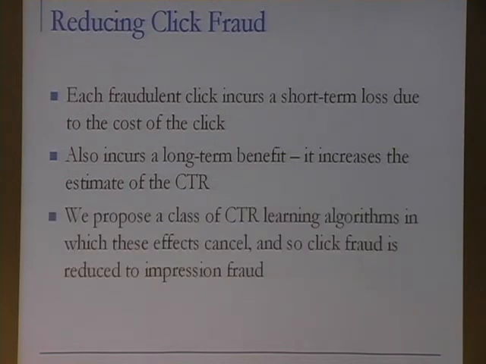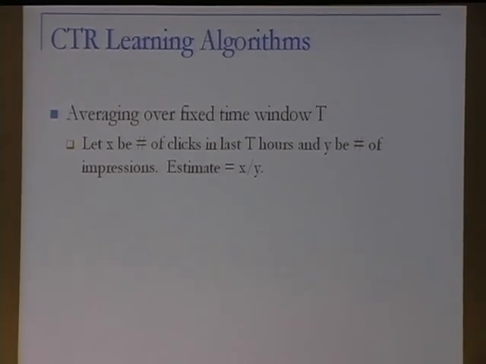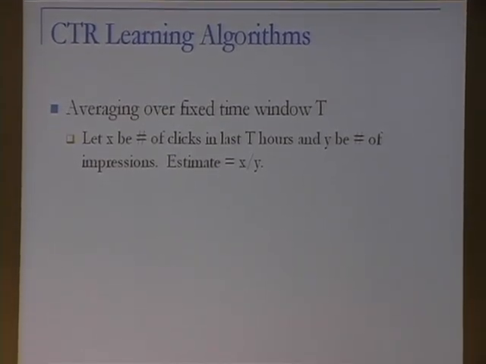So what we do is we propose a class of CTR learning algorithms in which these effects cancel, and thereby click fraud is reduced to impression fraud. You can't cost an advertiser more than you could cost him by creating false impressions in an impression-based system. In order to explain this work in more detail, let me first define what I mean by a CTR learning algorithm. There's many ways you could imagine estimating the probability that an ad receives a click.